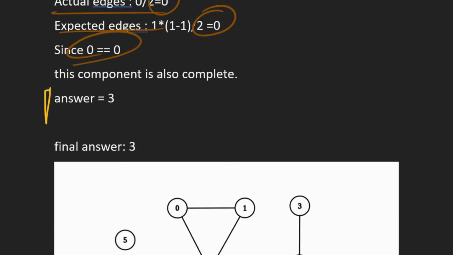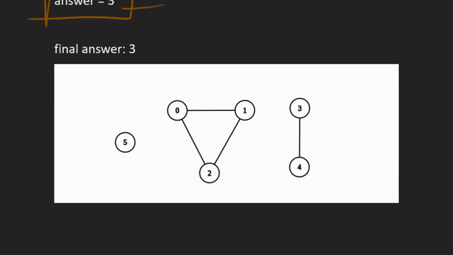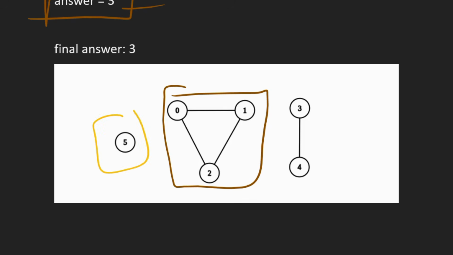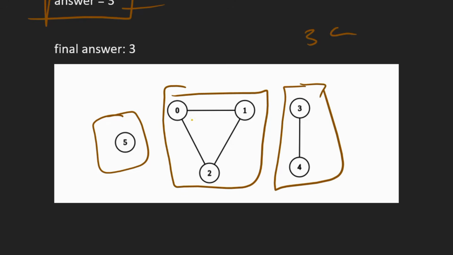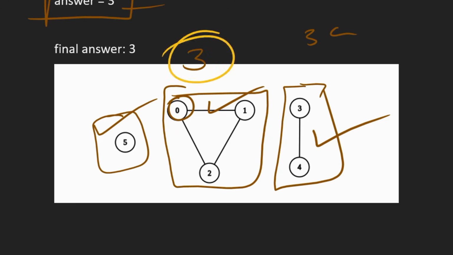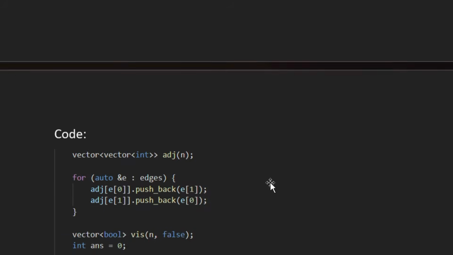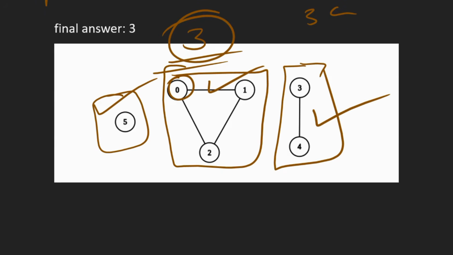So the total number of complete connected components is 3. So our final answer is 3. So even if we see in this graph, this is one component, this is one component, and this is one component. So we have 3 components, and if we check, this is a complete connected component, this is also a complete connected component, and this is also a complete connected component. So in total we have 3 complete connected components in the example, right? So this way we'll find the total number of complete connected components.